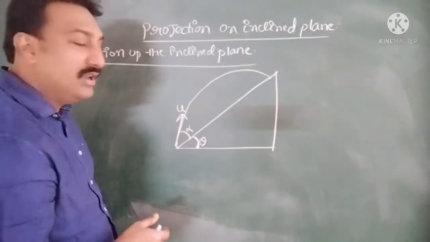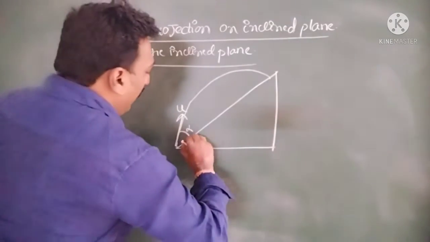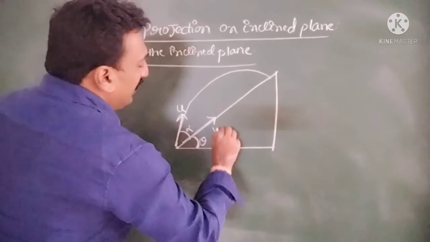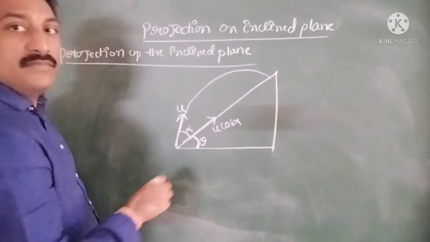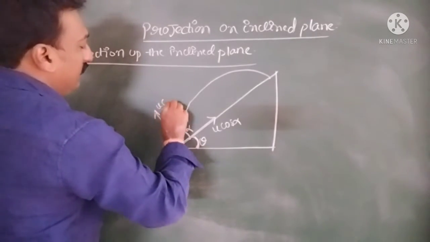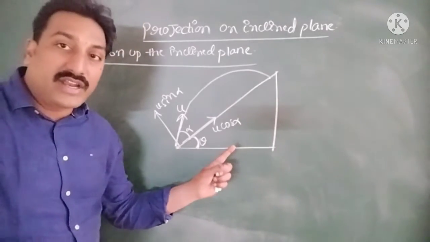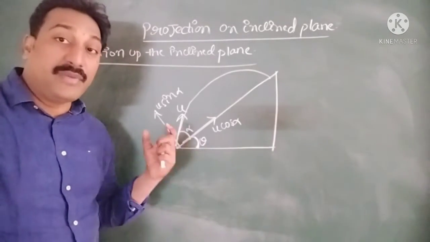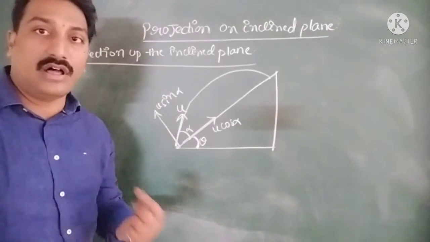first of all, you resolve it into two components. The component along the inclined plane is u cos alpha, and perpendicular to the inclined plane, we get u sin alpha.